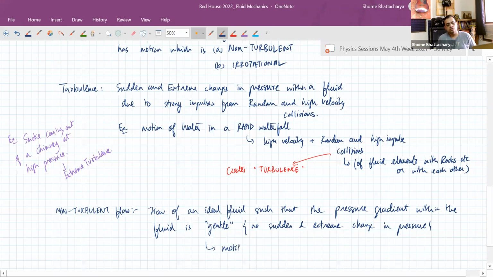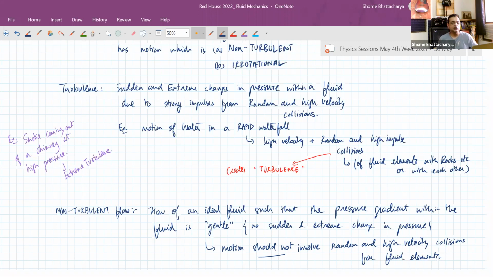So the motion should not involve random and high velocity collisions for fluid elements. By element of a fluid, we mean a differential element of volume or mass, like a dm mass or a dv volume of fluid as it is flowing. It should not undergo these kind of collisions. So that will prevent a situation where there is rapid and sudden change in pressure.